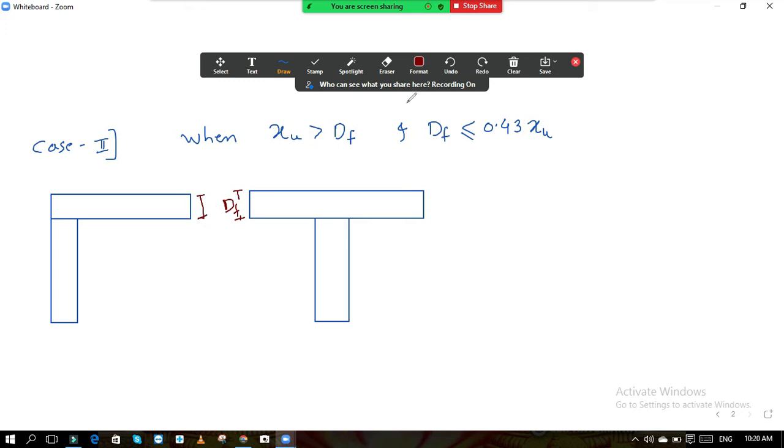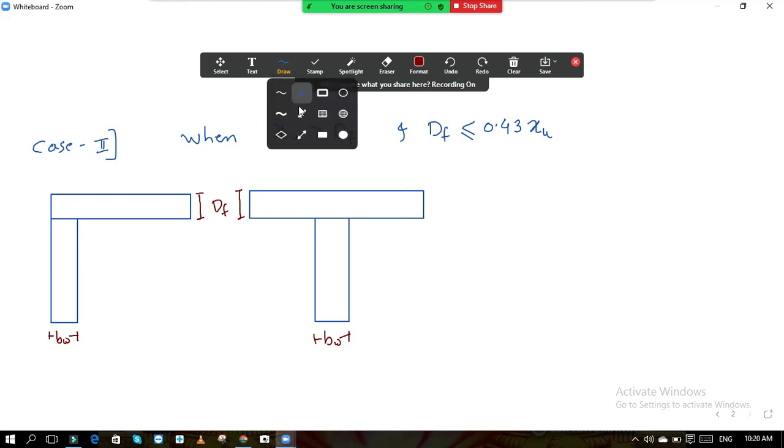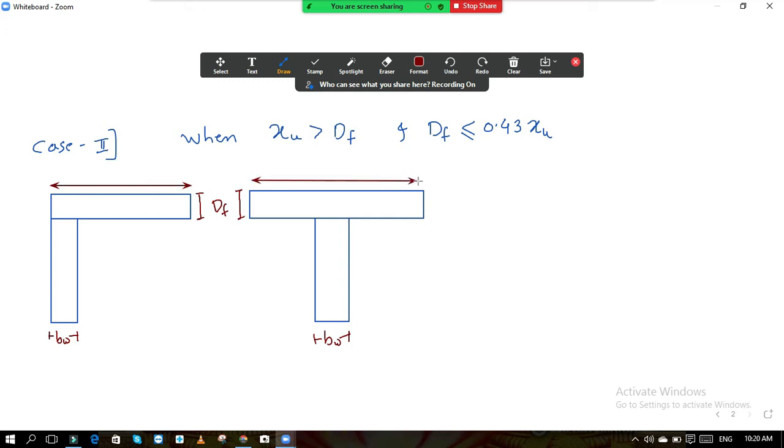In case of the L beam, I will write cleanly. So this distance, this point, and this distance. This is nothing but your Df, depth of flange, and this is your Bw, width of web. This is also your Bw, width of web. And this distance is your Bf. Bf means width of flange. B stands for width, D stands for depth. This is Bf in case of L beam. This is Bf in case of T beam.